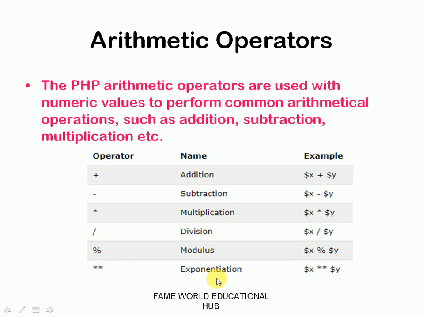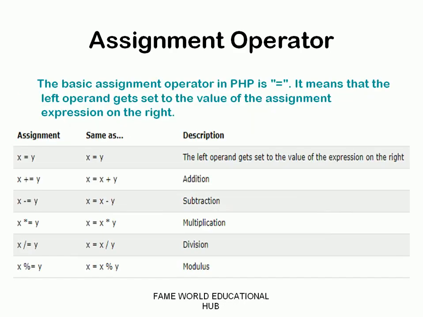The double asterisk symbol is used for exponentiation, that is, when we want to raise y to the power of x, that is y raised to x. These were the arithmetic operations used in PHP, and we will see the programming of these arithmetic operations in the upcoming videos.